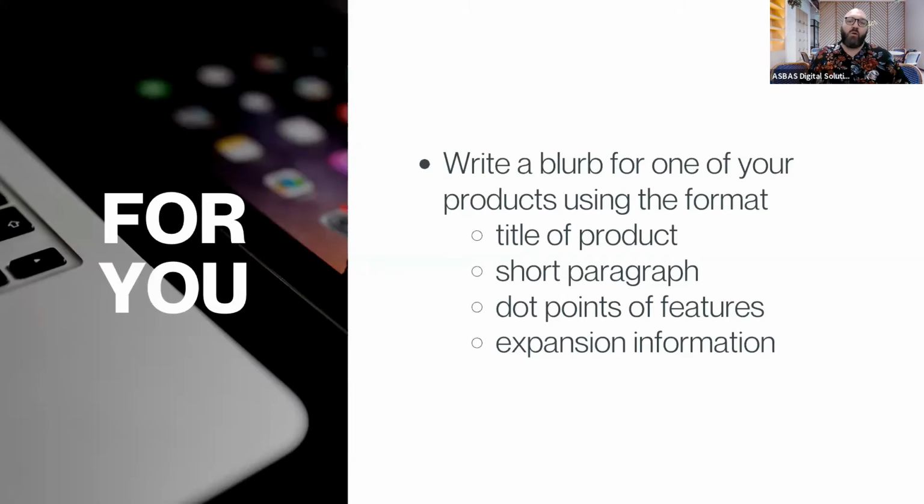Now, what you will go away and do at some point is learn to write a blurb for one of your products using a format which is like this. The title of the product. So this is the way of getting things shorter. And I've got some great examples of how these work, and I've got a bit of an expansion of this as well. The title of the product, then a short paragraph that starts off. Or the title of the product could be a question.